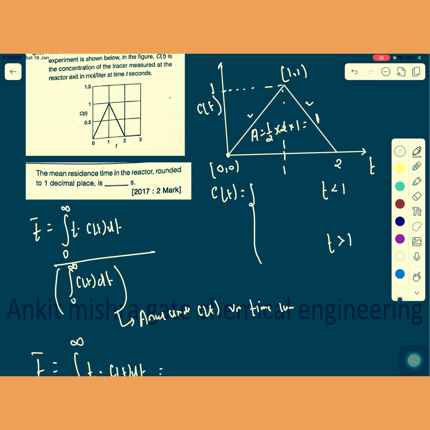So C(t) is equal to t when t is less than 1. For the other line, C(t) will be equal to 2 minus t. So here when t is equal to 0, it is 2, and when t is equal to 1, that is 1. So this is how we get the equation for C(t).